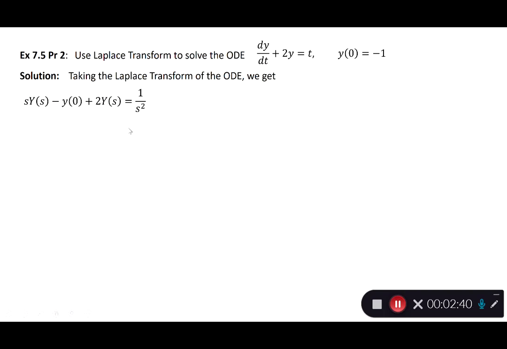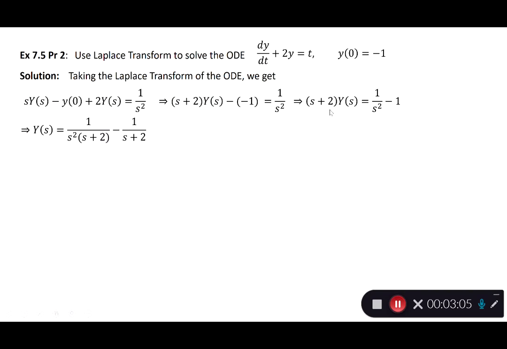Here, what's the next step? Let's plug in the value of y(0) to be -1 in the next step, and let's solve for Y(s). There are two terms that have a Y(s) in it. Let's factor that Y(s), and we get this, right? And so we basically solve for Y(s).